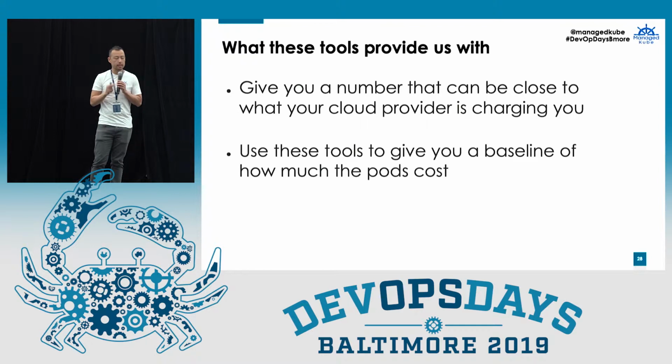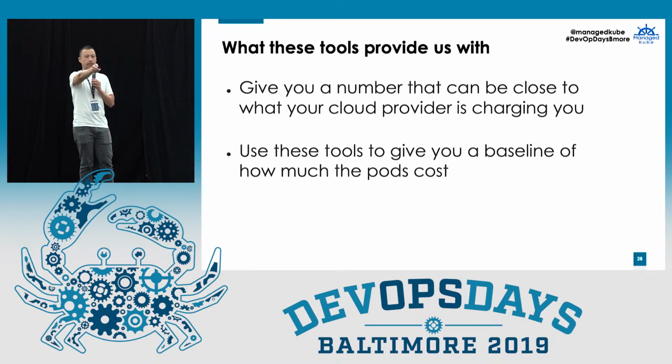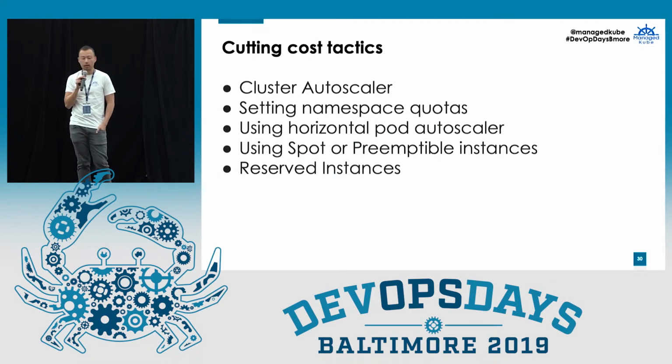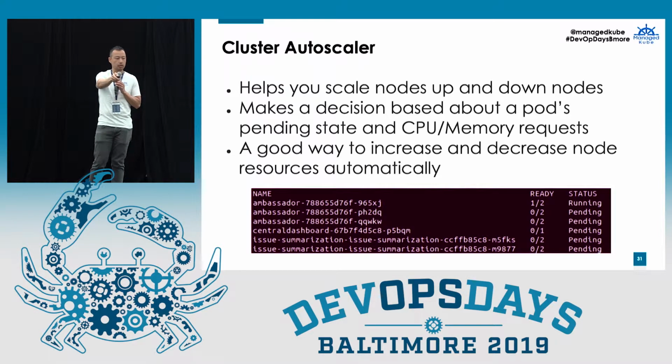So with these numbers and metrics, now we can quantify what our cost is. We can talk about how we can cut costs, and then once we implement cost cut tactics, we can remeasure the cost and see if we're making improvements, or if it's going up or down. So with Kubernetes, there's a bunch of cost-cutting tactics, such as the cluster autoscaler, namespace quotas, horizontal pod autoscalers, and things like that. And we'll talk briefly about each one of these.